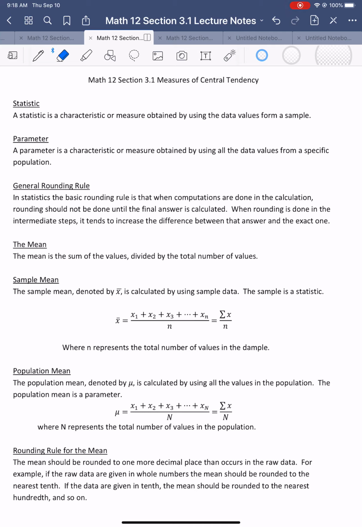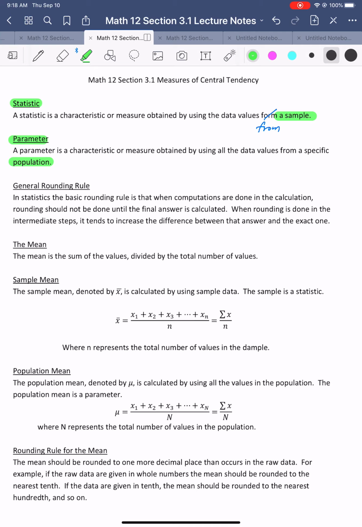A statistic is a characteristic or measure obtained by using the data values from a sample. Okay, and then a parameter is a characteristic or measure obtained by using all the data values from a specific population.